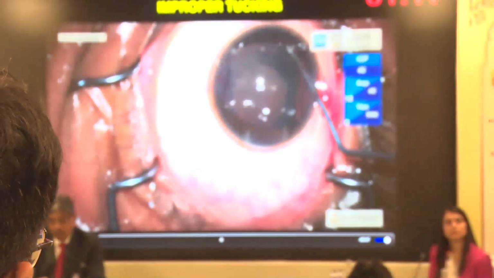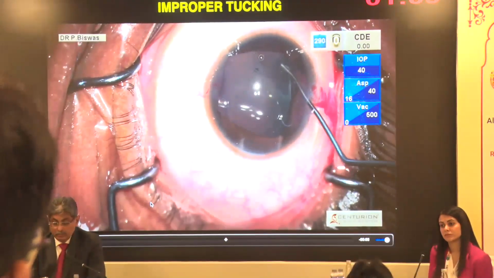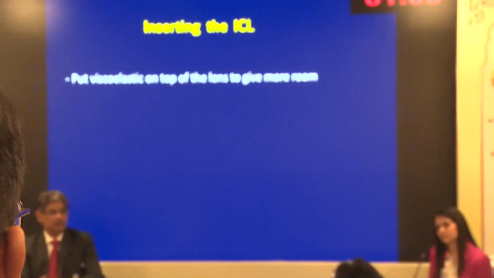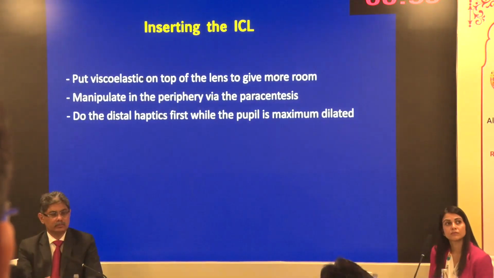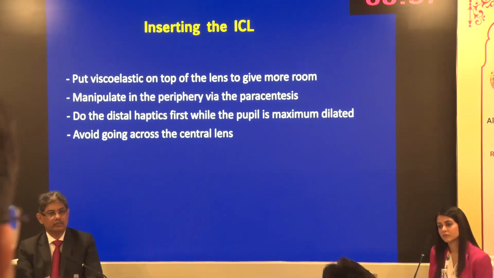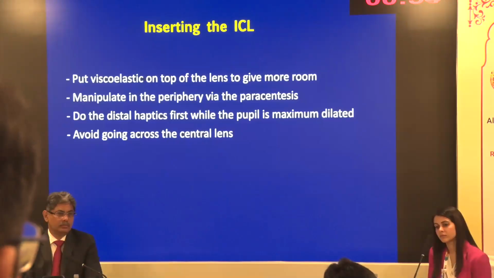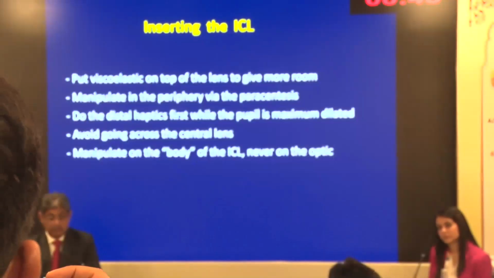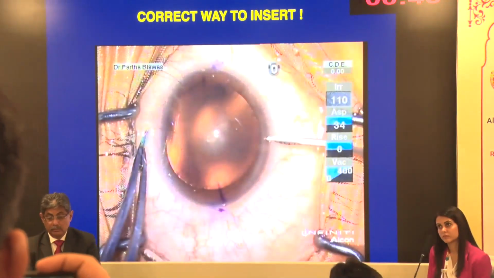And again, this is not required. You need to negotiate right to the tip only, and it will go in very smoothly. So, inserting the IOL: put viscoelastic on the top of the lens to get more room, manipulate to the periphery via the paracentesis, do the distal haptics first, the pupil is maximally dilated. Again, distal haptics best negotiated first, and then the proximal haptics, and avoid going across the central lens. Now this is the correct way.